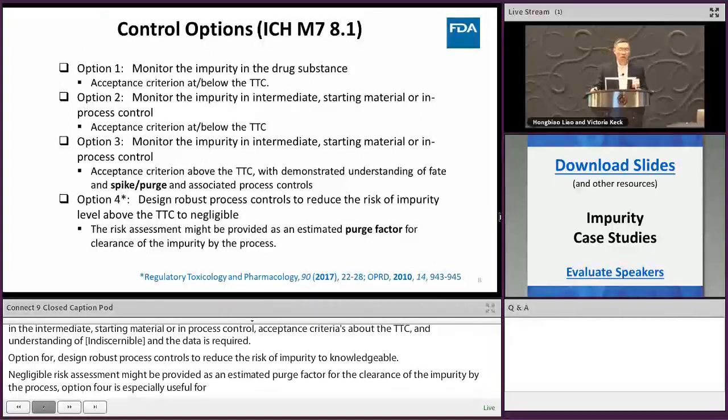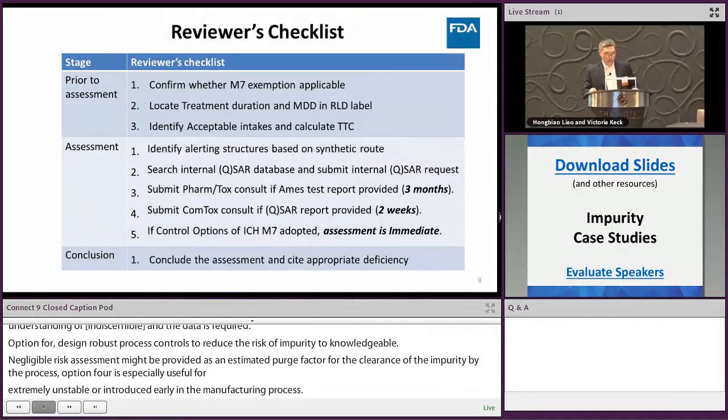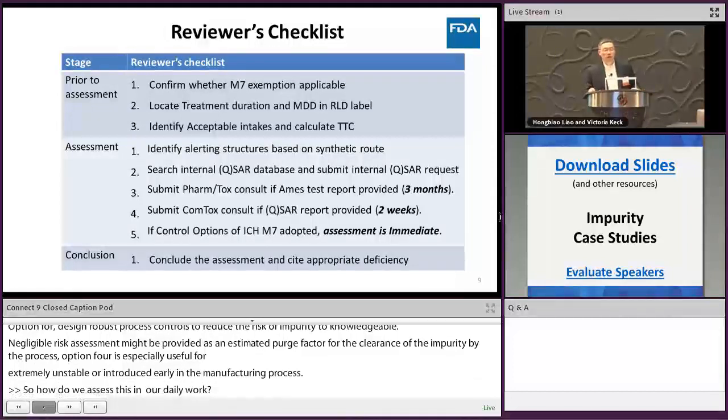So, how do we assess PGI in our daily work? This slide summarizes the review checklist on the task. Prior to assessment, step 1, confirm whether M7 exemption is applicable. Step 2, locate treatment duration and MDD in ROD label. Step 3, identify acceptable intakes and calculate TDC.